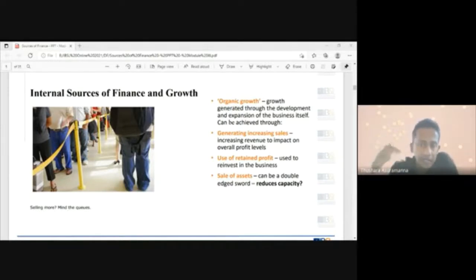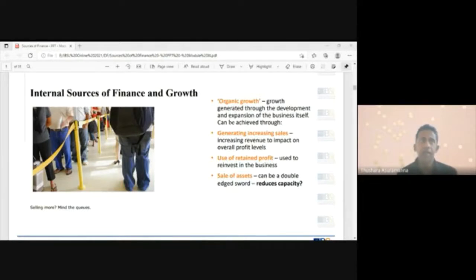Means increasing turnover, increasing gross profits, increasing operating profit, increasing net profit. Then you have cash flows. Increase cash flows, increase retained earnings. So basically, that is the most accepted and conservative method of growth. Number two, use retained profits.